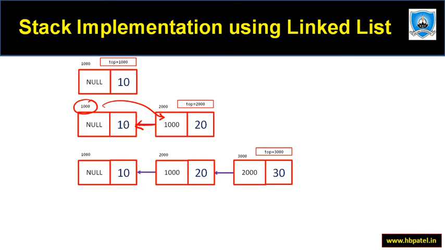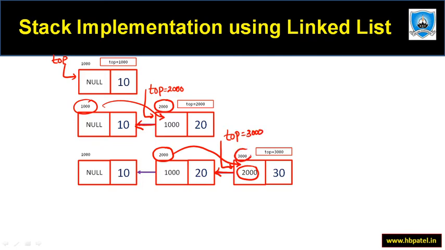Now supposing I am having a third node. In that case the address of the second node will be stored in the third node. That means the third node is pointing to the second node. And I can always keep on updating the top. Initially the top was having 1000. That means the top was pointing here. When I am having the second node, the top is pointing to the second node. So top is now 2000, which is nothing but the address of the second node. When I am having the third node, the top is pointing to the third node. That means the address of the third node is 3000.